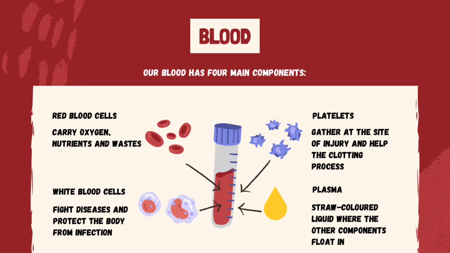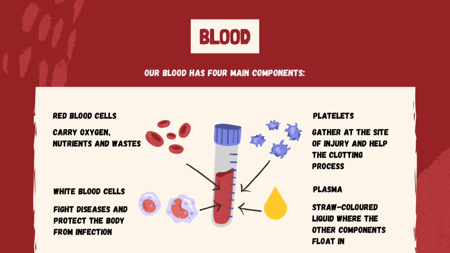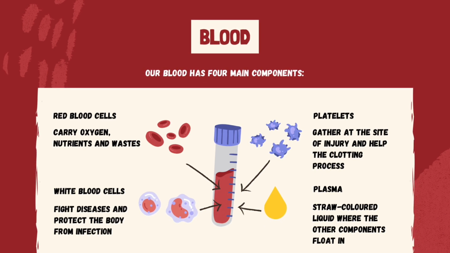Red blood cells carry oxygen, nutrients, and wastes. White blood cells fight diseases and protect the body from infection. Platelets gather at the site of injury and help the clotting process. Plasma is a straw-colored liquid in which the other components float.